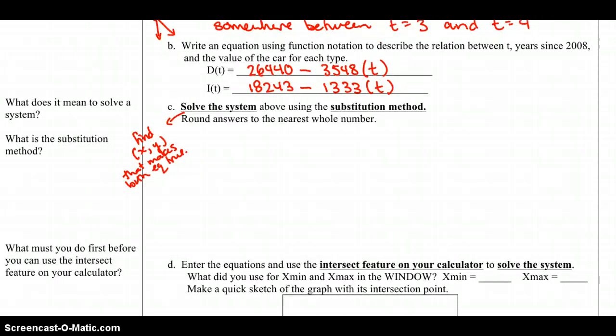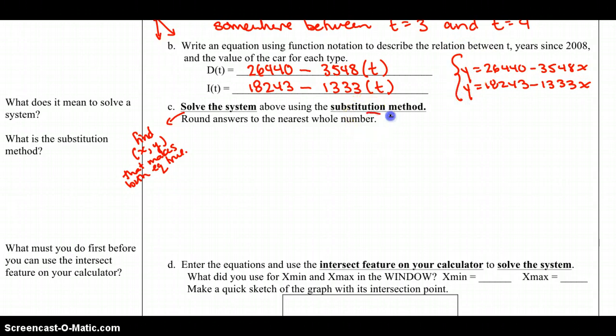So for this system, we could write this as y equals 26,440 minus 3548x, and y equals 18,243 minus 1,333x. So here is our system that we're wanting to solve.